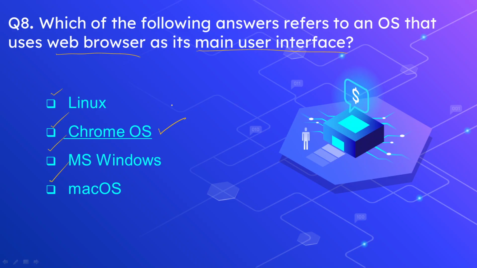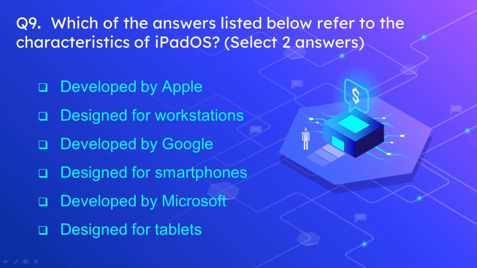through an internet. Question number 9 is that which of the answers listed below refer to the characteristics of iPad OS? We have to select two answers, and the options are: it is developed by Apple, it is designed for workstations, it is developed by Google, it is designed for smartphones, it is developed by Microsoft, and it is designed for tablets. And the correct two options are: number 1 is that iPad OS is developed by Apple and it is designed for tablets.